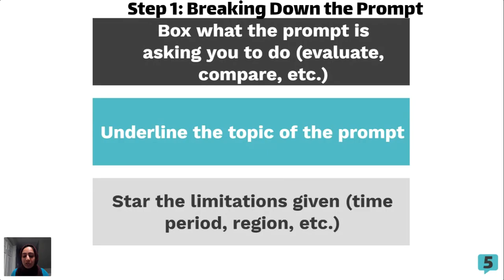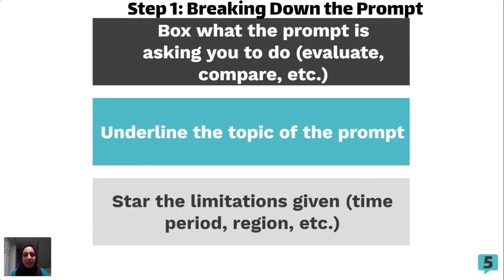In my AP World class, we would box that so we know what we're being asked to do. It's very important that you know what you're being asked to do and you're not writing the wrong thing. If it asks you to compare, you're not going to want to contrast. So I would just box that or underline or whatever you want to do. And then you're going to underline the topic of the prompt.